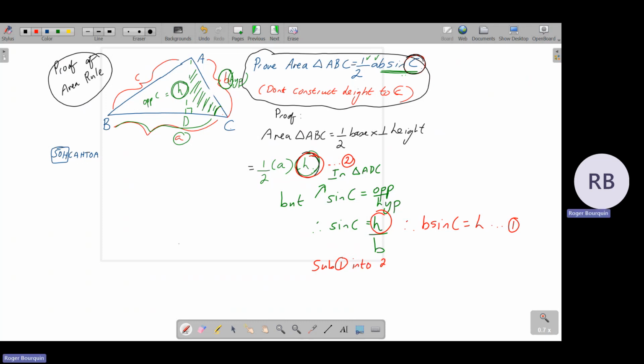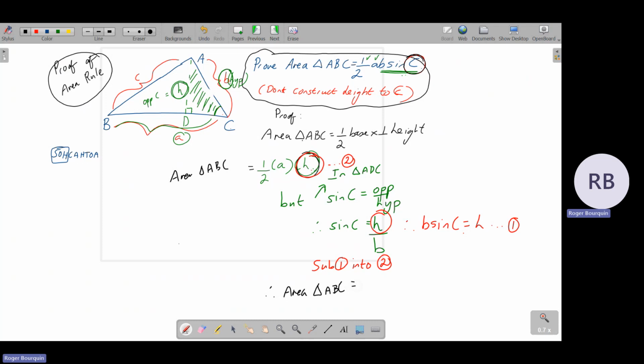You have to write sub 1 into 2. So if I replace H with B sine C, then I've got the area of triangle ABC. This will say the triangle ABC, remember?